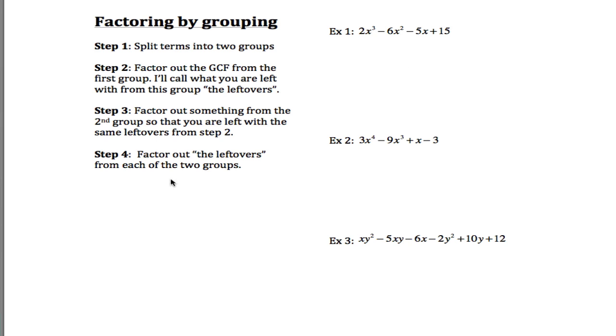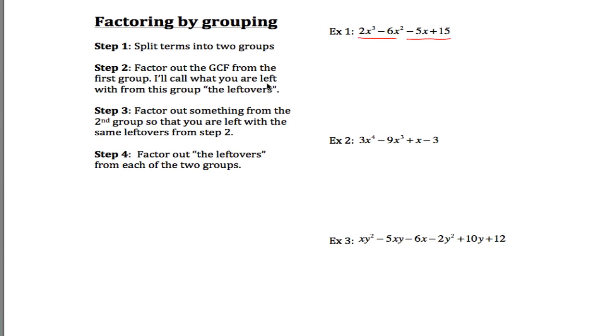The way I'll do that is I'll follow these steps here. The first step is to split your terms into 2 groups. Maybe I should say 2 groups of 2 terms each, although that's only if there's 4. What I mean is split this up. There's one group, there's the other group. 2x cubed minus 6x squared is one group. Negative 5x plus 15 is the other group. So step 1, just split them into 2 groups.